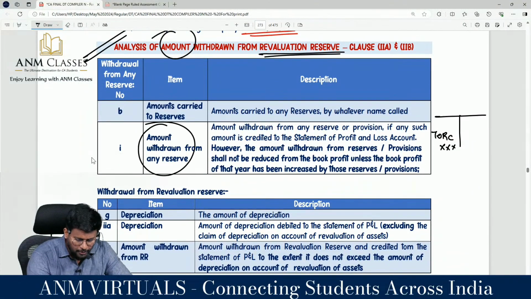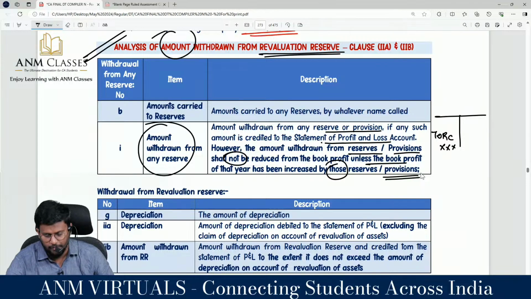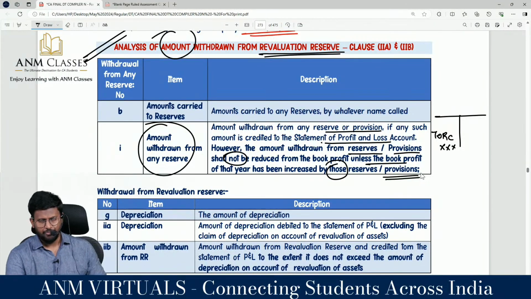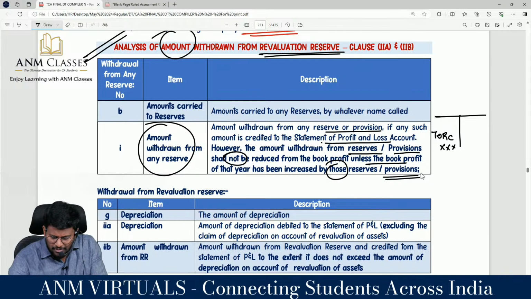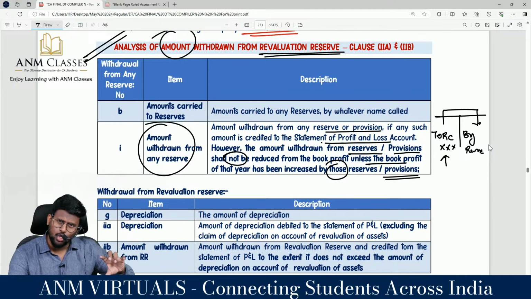And amount withdrawn from any reserve. Amount withdrawn from any reserve or provision, if any, such amount is credited to the statement of P&L. However, the amount withdrawn from reserve or provision shall not be reduced from the book profit unless the book profit of that year has been increased by those reserves or provision. That means what they are trying to say, my dear lovable students, if you added back in the year you created the reserve, and tomorrow you withdraw from that reserve and credit it in the P&L account, that reserve should not again suffer MAT, because already you have added back at the time of creation. So it has to be removed.